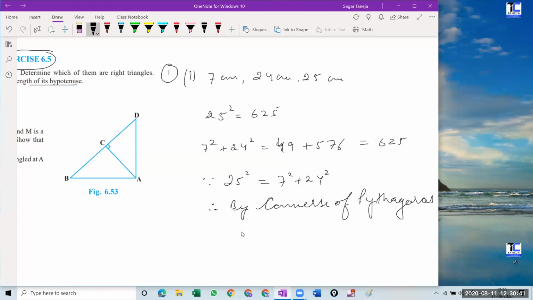We can write like 7 centimeter, 24 centimeter, or you can write these sides directly. These are the sides of a right angle triangle. And the hypotenuse is 25 centimeter. This also we have to mention.